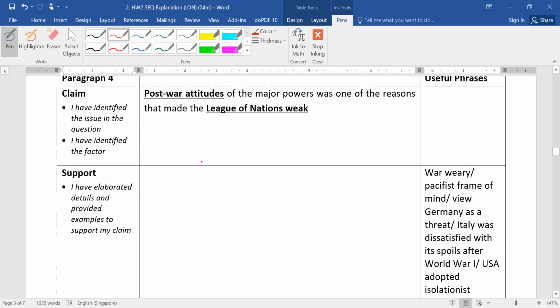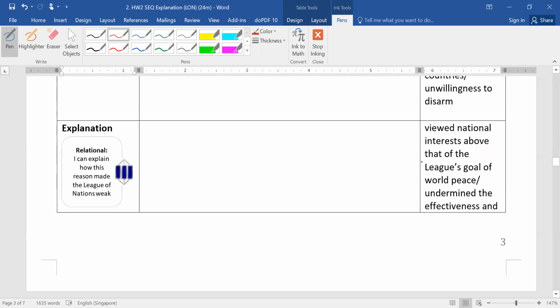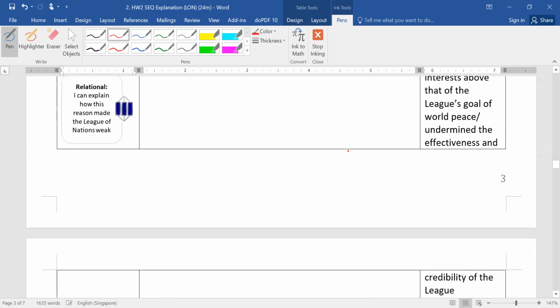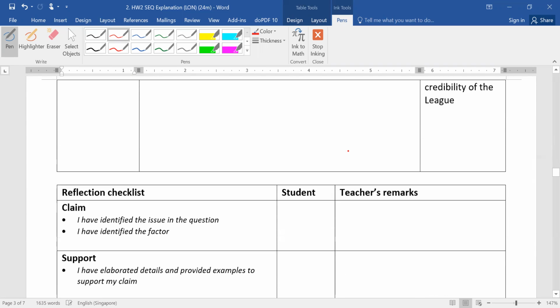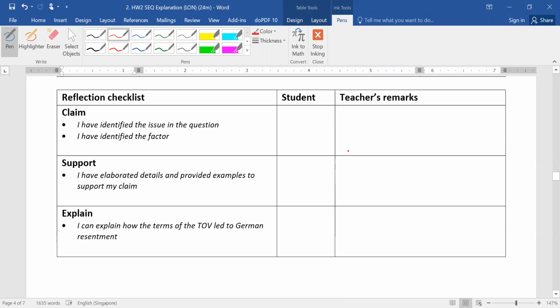And the last one, same thing, post-war attitudes. What is the post-war attitude like? Give some examples and explain how those attitudes will make the League of Nations weak. For the last one, we save it for correction. So at least do the first 2 and first 3. I will show you now the answer for the first one. Feel free to pause the video to copy down the answers, at least 3 points. You may not want to copy down everything.